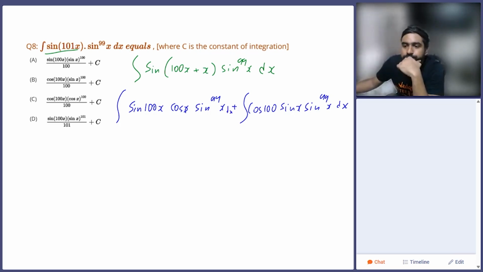Okay, this cos of 100x. Now in the second integral, I have cos of 100x into sine x power 100. No substitution, no basic logic, extra manipulation I'll have to do.